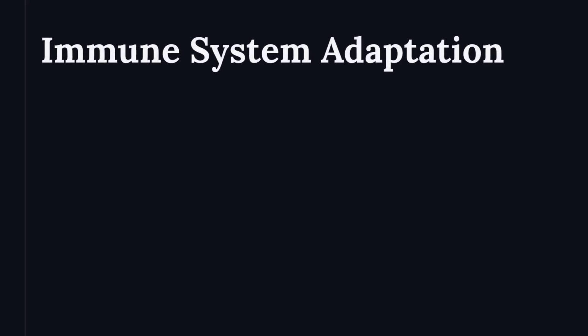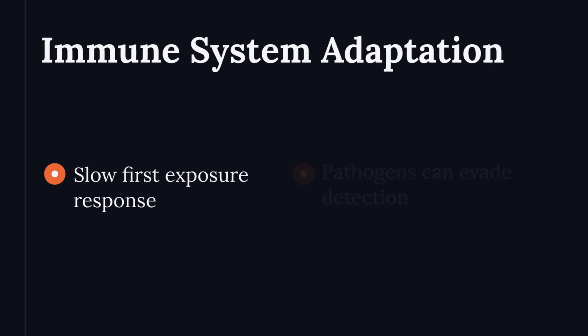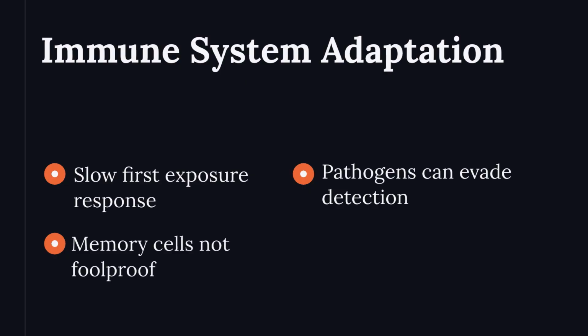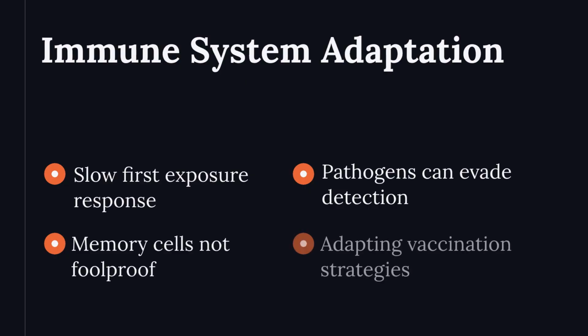Immune responses can be slow during first exposures. Pathogens evolve, sometimes evading immune detection. Memory cells help, but aren't foolproof. Vaccination strategies must adapt to new threats. Continuous research is essential for maintaining effective immunity.